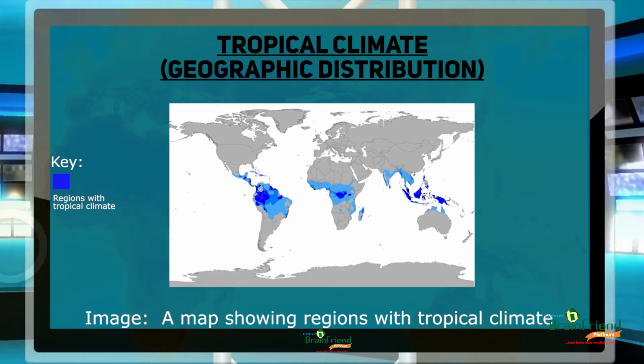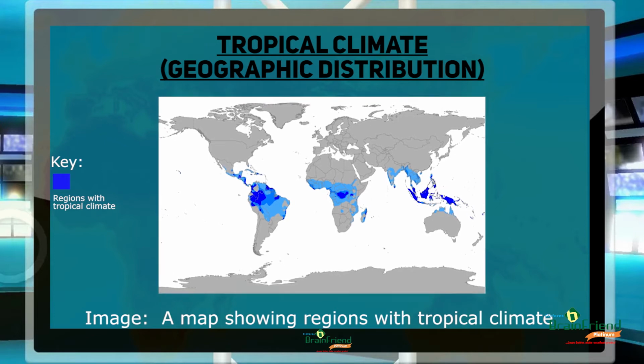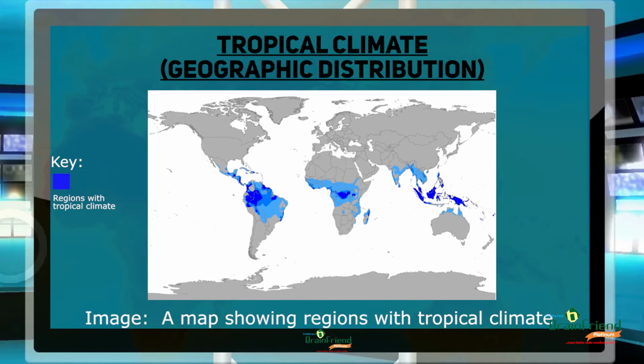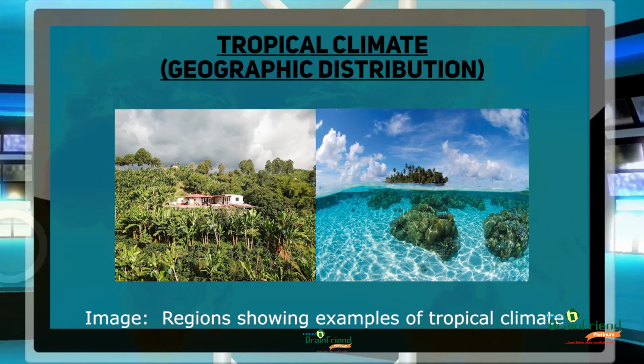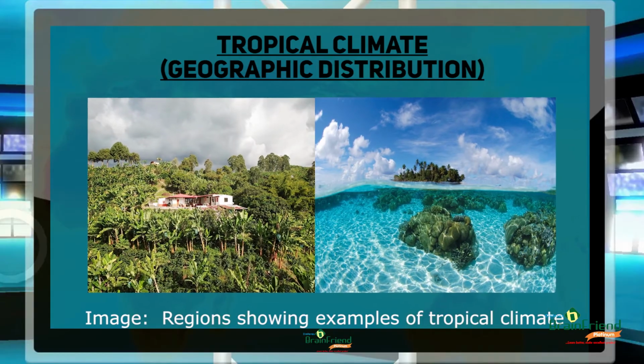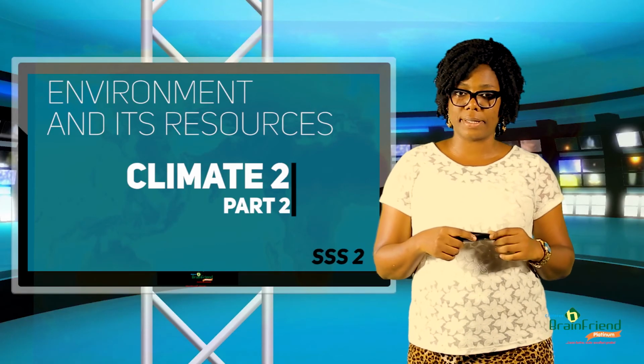This is a map showing regions with tropical climates. The areas colored blue all have tropical climates. These are images showing examples of regions with tropical climates. Now let's look at the characteristics of tropical climates.